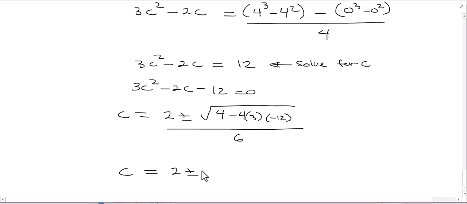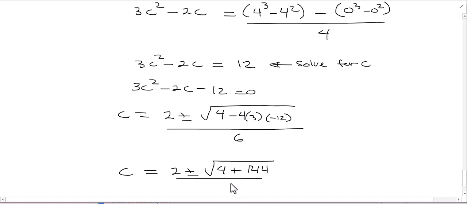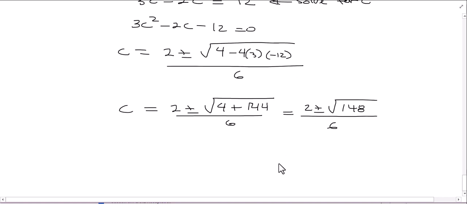So let's see, 2 plus or minus the square root of 4, and minus times a minus becomes plus, and then 4 times 3, and then times 12, which is really 12 times 12, which is 144, all over 6. And so 2 plus or minus, what's that? A square root of 148 over 6. Be careful not to say, oh, that's 2 and 12. You don't take the square root over addition. So then from here you can find the values.